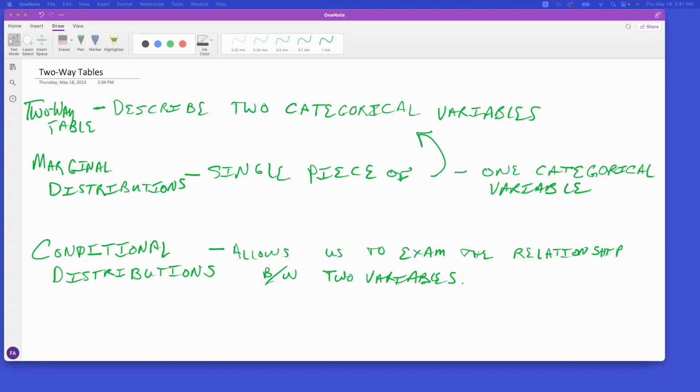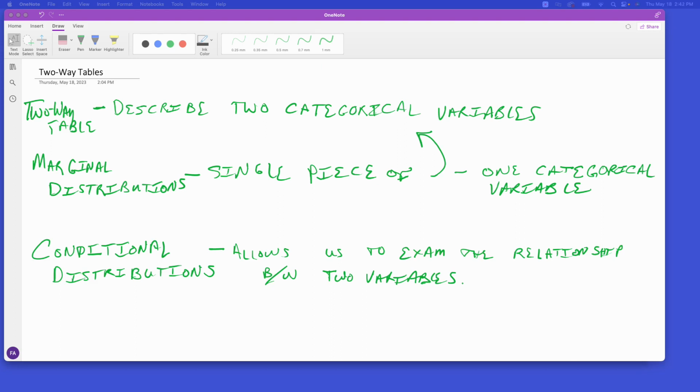Welcome to Stats. We're going to be looking at two-way tables here. Basically, a two-way table just means we can take multiple categories and put them into the same table, and it gives us the ability to compare those things.